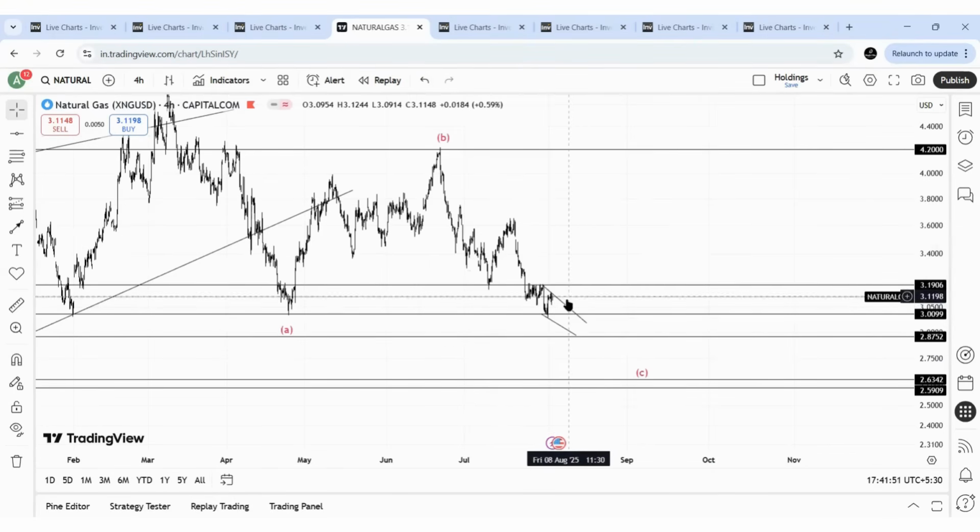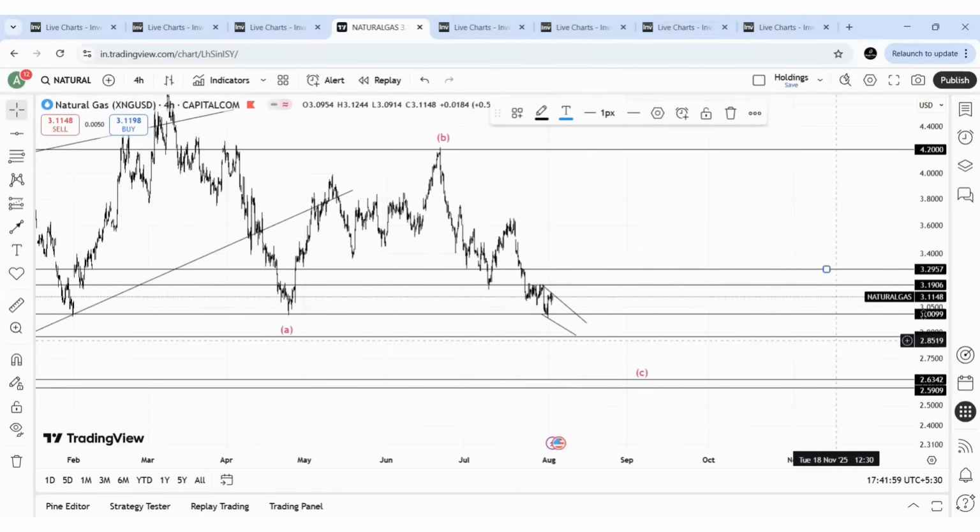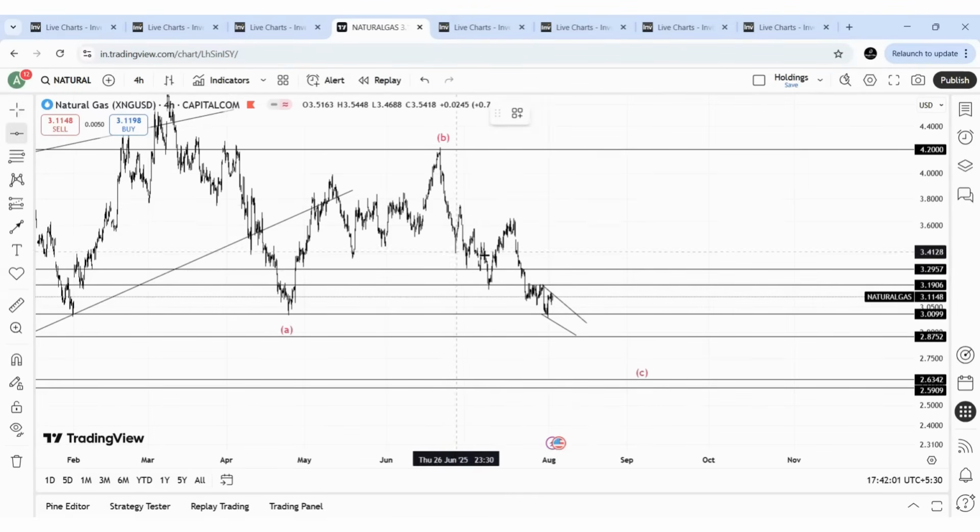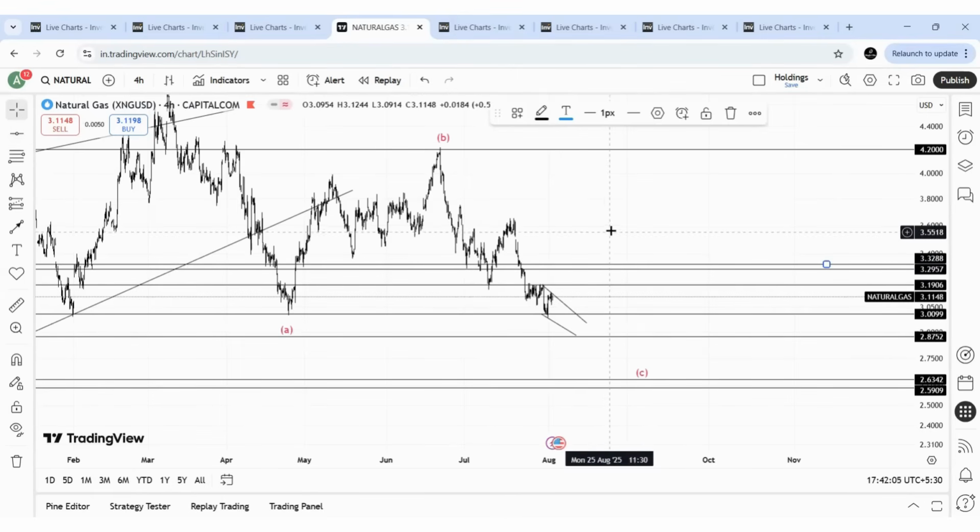But suppose the price does not move in an ED, ending diagonal, and crosses above 3.2, then you can check whether the prices can reach 3.3 to approximately 3.33. So this zone we can expect if the price directly comes above this line. Okay, this is the update for natural gas.